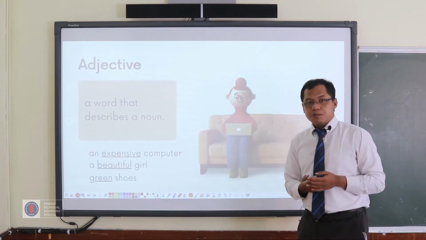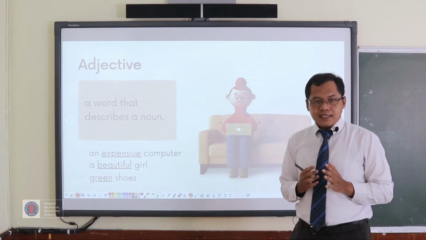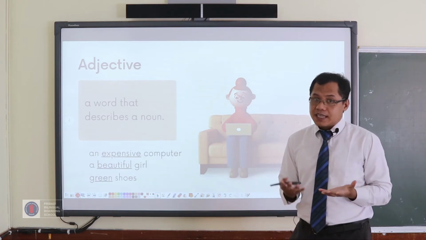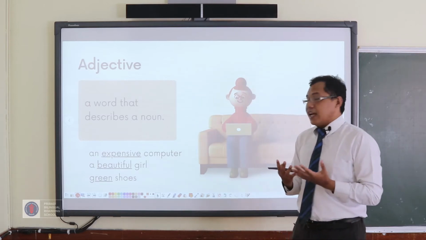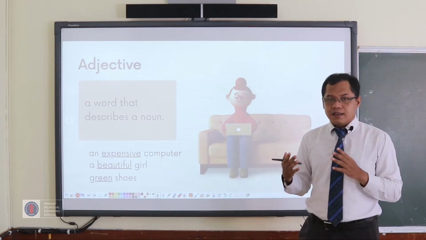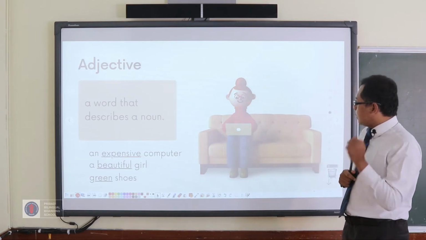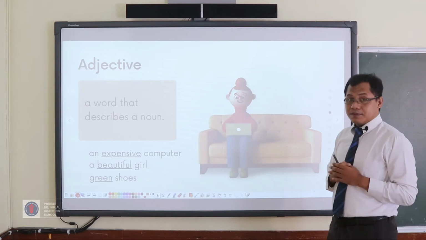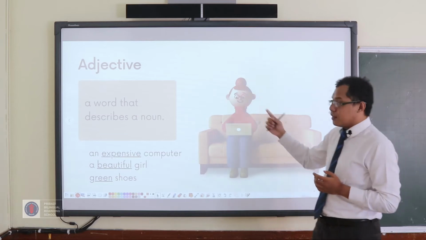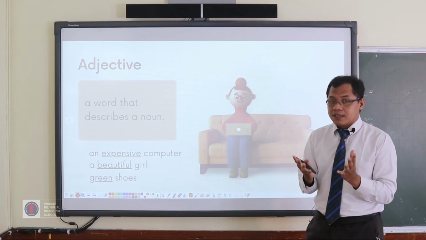And then the next part of speech is adjective. What is an adjective? Well, basically, an adjective is a word that describes a noun. Yeah? It tells you how a noun is. Yeah, like for example, here, I've got a picture. As you can see in the picture, there is a girl. What do you think about the girl? Yep, she's beautiful. So the word beautiful is an adjective because it describes the noun.